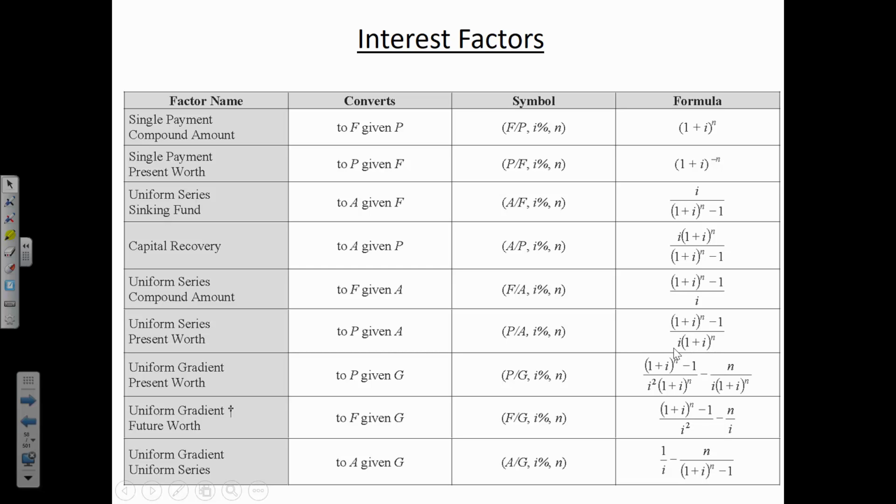But there are automated ways to solve all of these, where you're not always having to use the formula, or you're not having to look up in the table. Eventually, I'll show you some tricks in Excel that will make calculations a lot faster. But, of course, you don't get to use Excel on the FE exam, so you have to know how to do this all by hand.